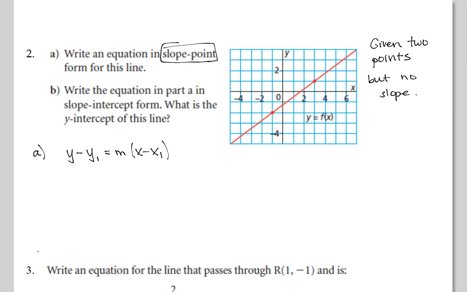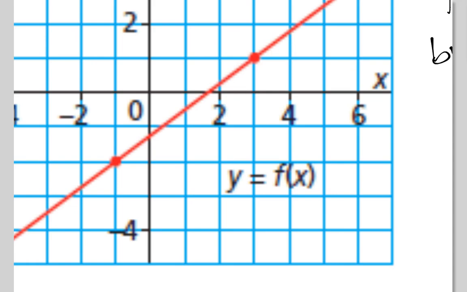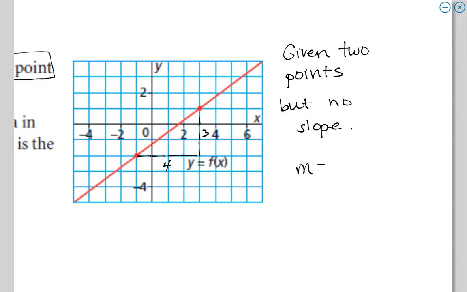So if you're given 2 points but not the slope, can you solve that problem yourself? What do you do with those 2 points? Find the slope. These perfect points, you can just count. 1, 2, 3, 4 to the right. 1, 2, 3 up. So the slope is the rise divided by the run.